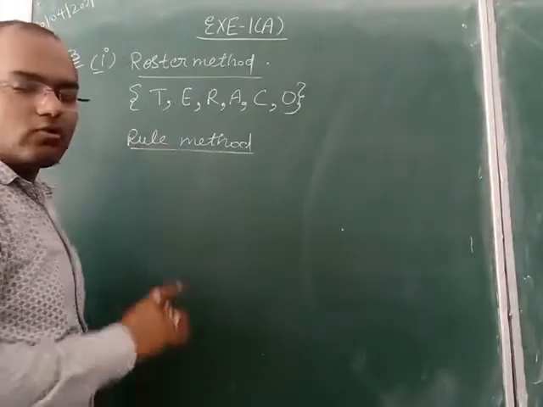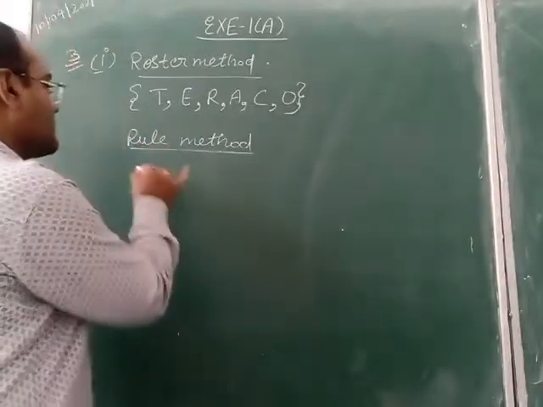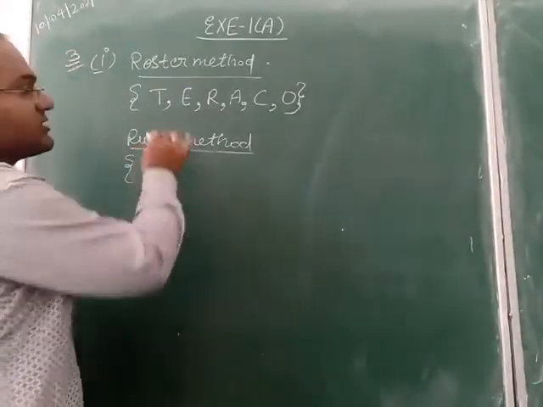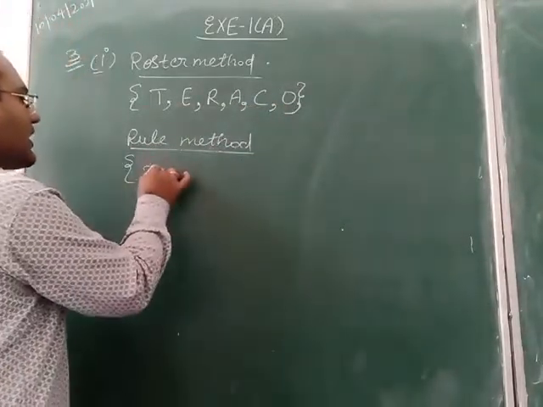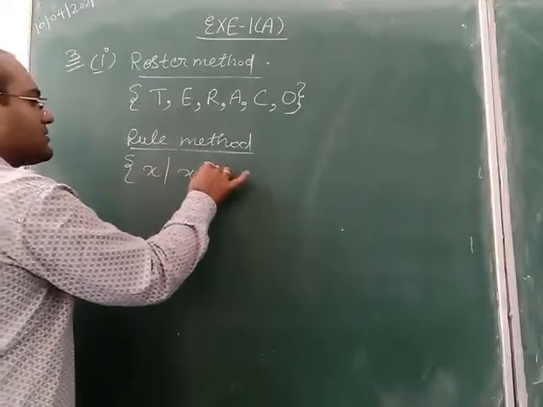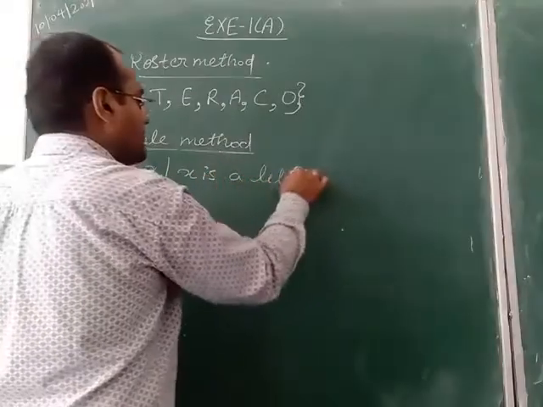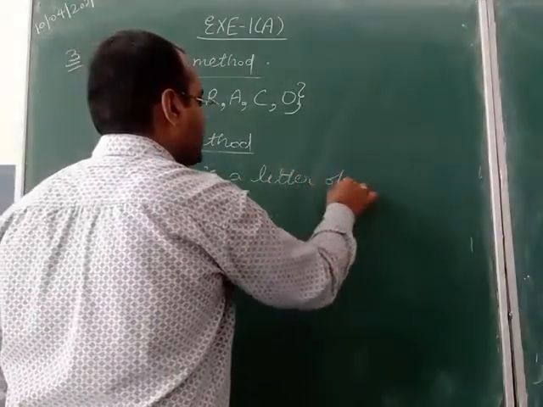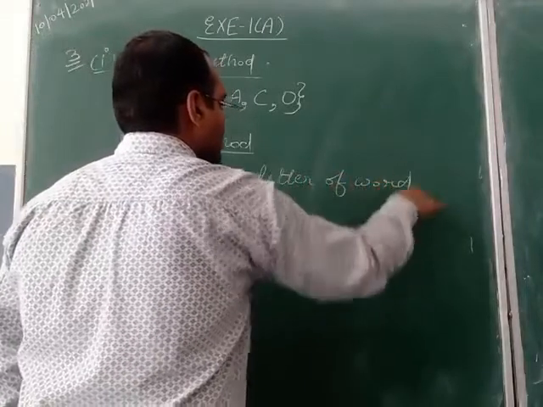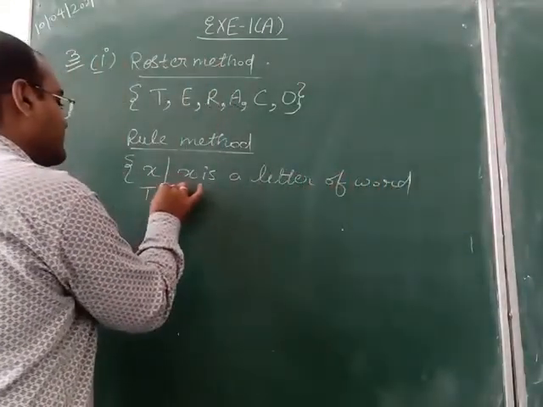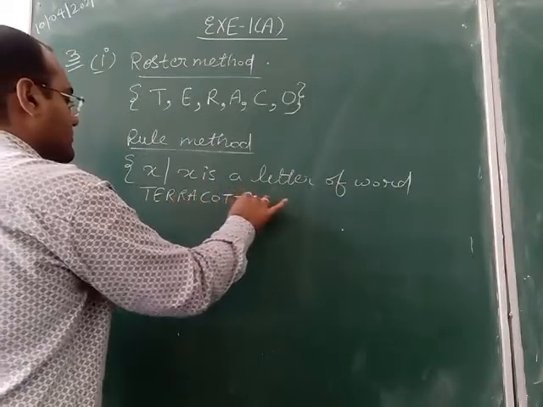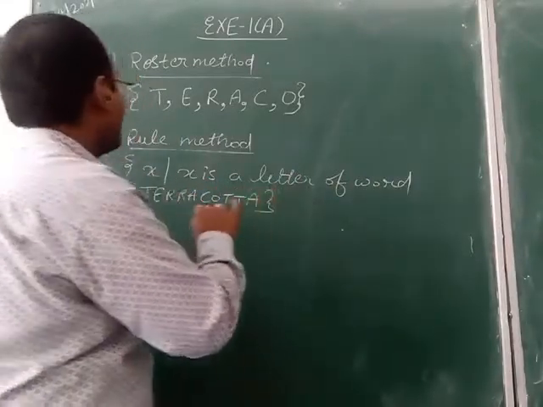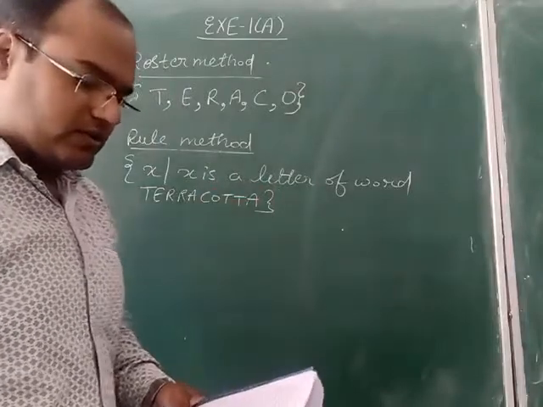Now the rule method, the set builder or rule method. In this you have to write the property. These are the letters of the word terracotta. So we will write x such that x is a letter of the word terracotta. So this is the answer of part number first.